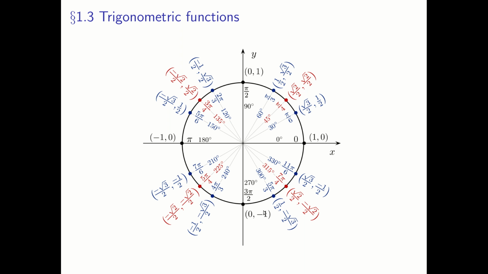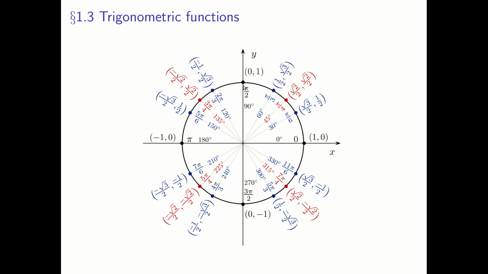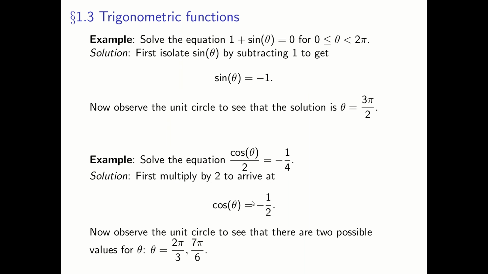So, to report the answer to our question, we look at this angle, because remember, the variable is theta, so we're looking for a theta, we're looking for an angle. The answer then would be this 3 pi over 2.